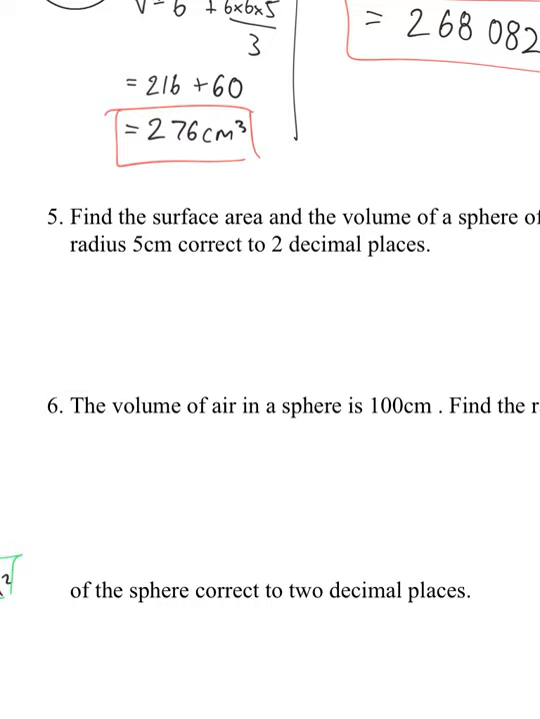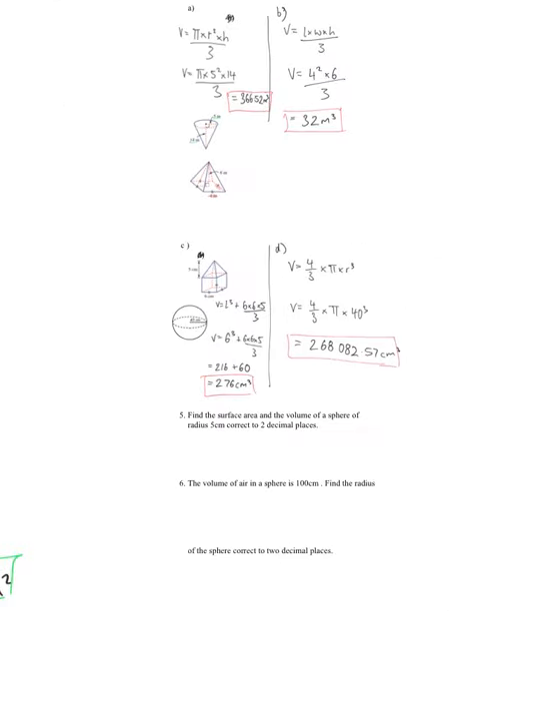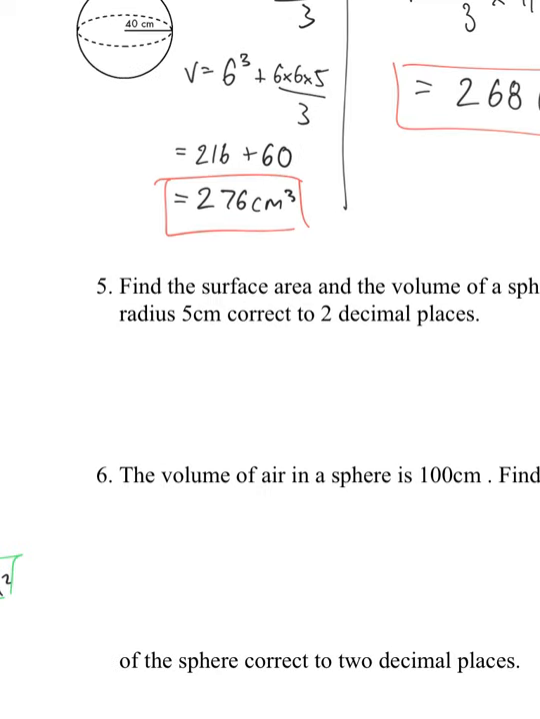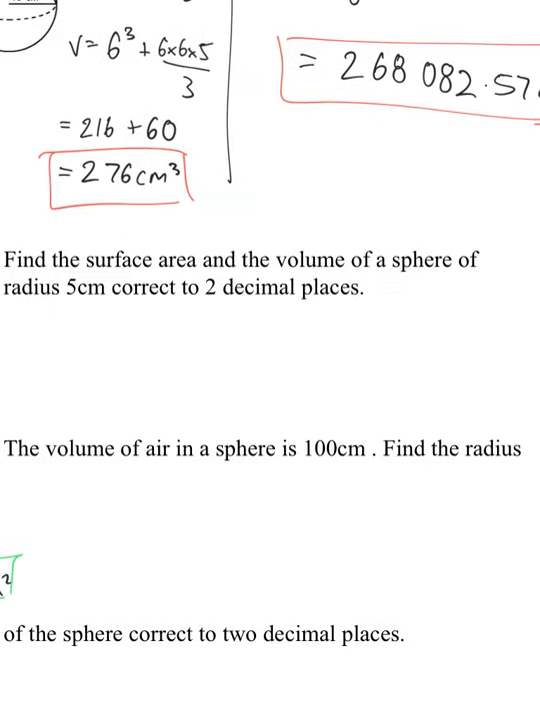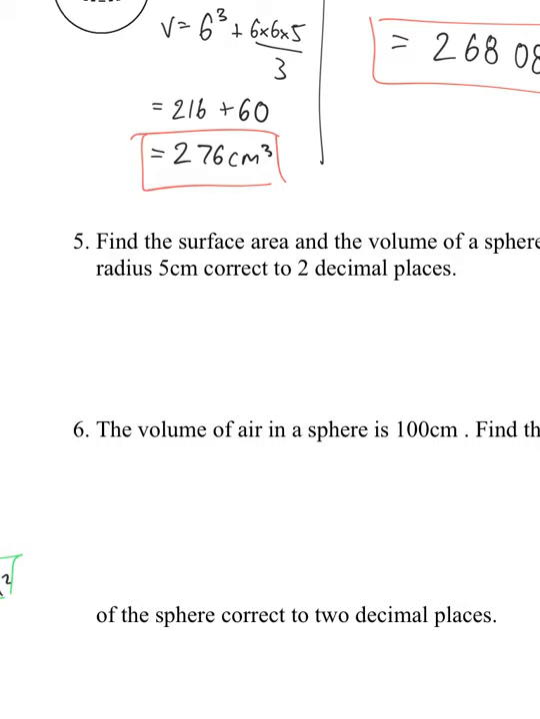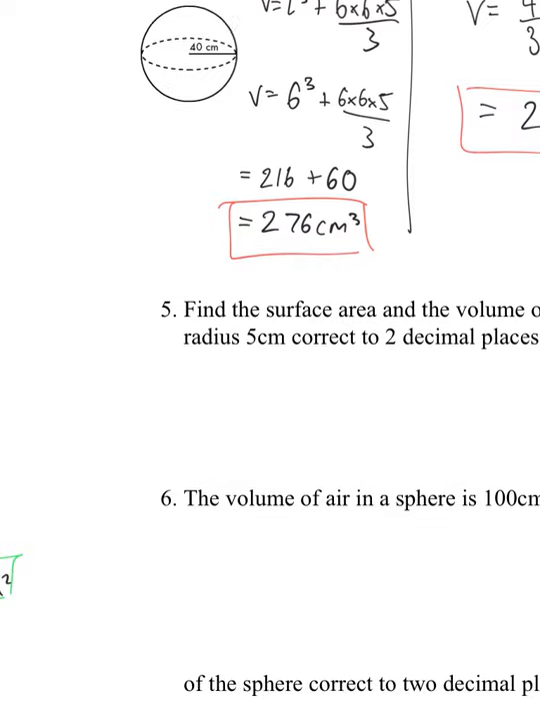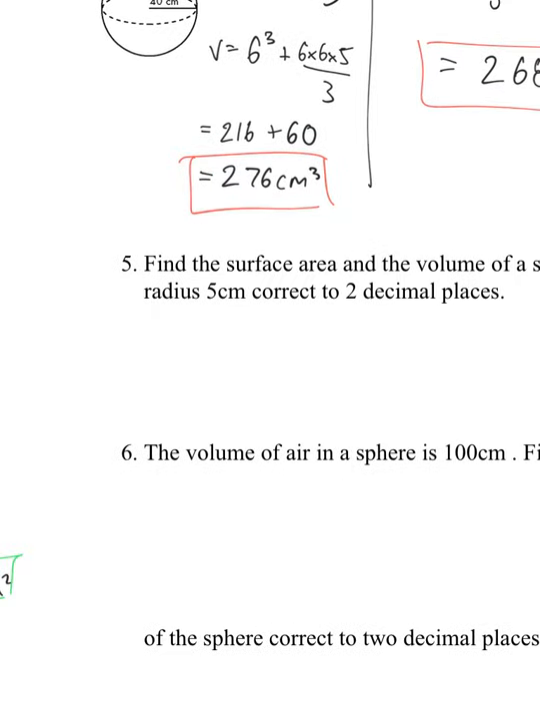All right, how many questions we got left? Only a couple left, I think. Yep. Nearly done. What I've got to do, find the surface area and volume of a sphere with a radius of 5, correct to 2 decimal places. Okay, this is the same question as just the one above, except this one it wants the surface area as well.